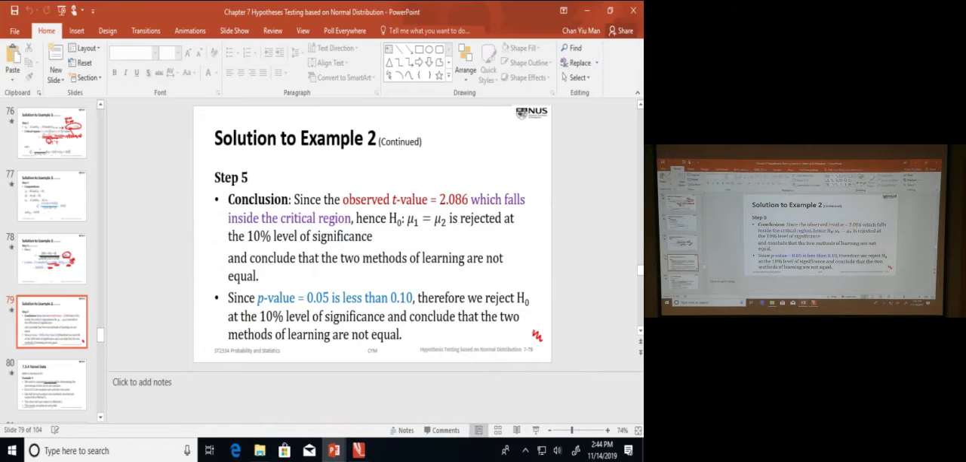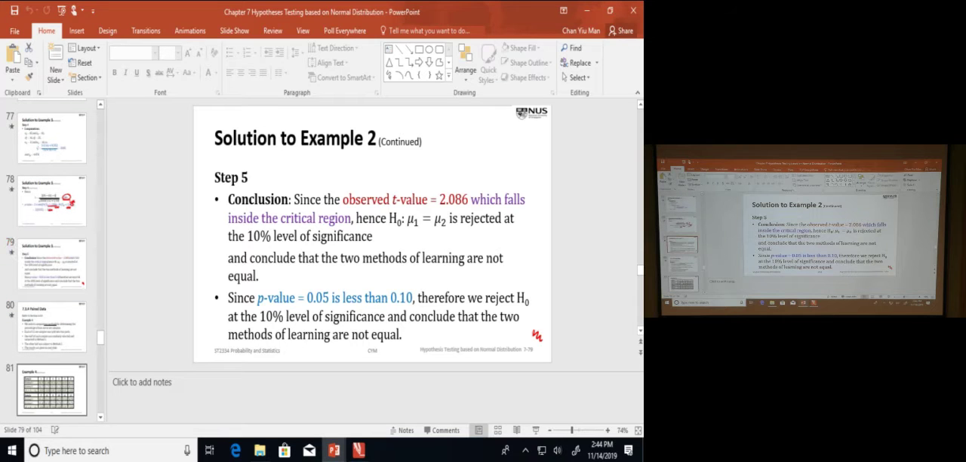It won't be asked after your exam. After your exam, you throw away all your lecture notes, all your tutorials, all this. Okay, so that is about it. Basically, the rest of the chapter is like that.